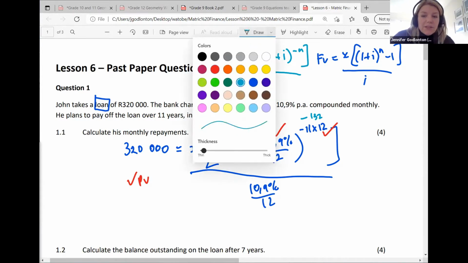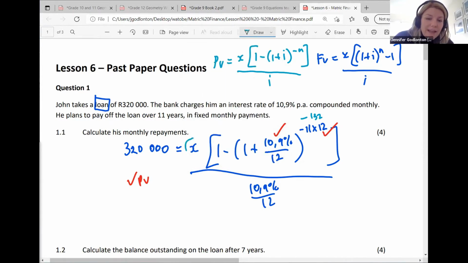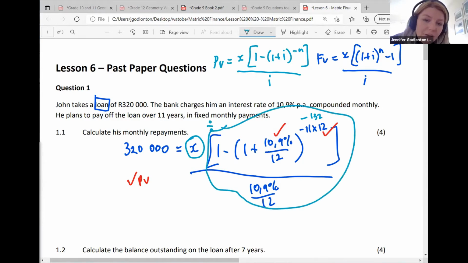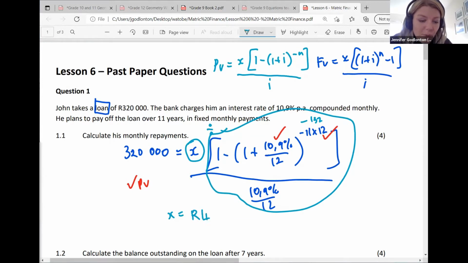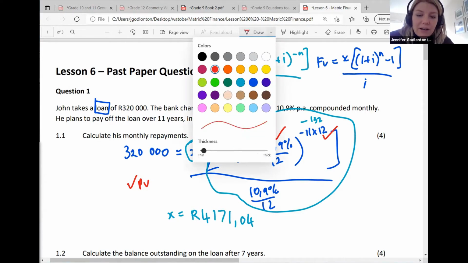Then when we're putting this into our calculator and we're trying to find X, we're going to say 320,000 and we're going to divide that by everything over here. And we should get an answer of X is equal to 4,171 rand and 4 cents. And that would be our fourth mark.